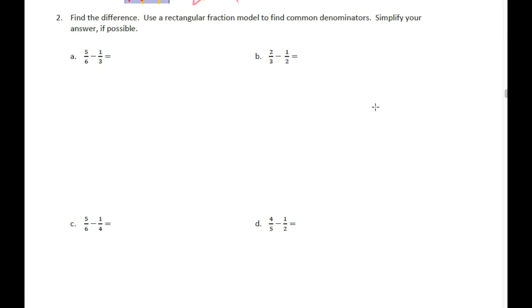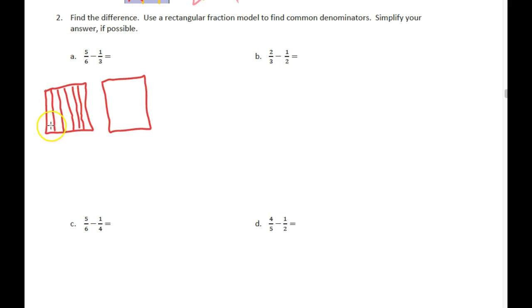This one's telling us to find the difference, using a rectangular fraction model to find the common denominators. So I'm just going to keep my red. Here's one. Here's the other one. So we need 2. We've got 2 fractions here. And this one's going to be into sixths. So it's going to have 5 lines. 1, 2, 3, 4, 5 lines. So you can see we've got 1, 2, 3, 4, 5, 6 pieces. This one's going to get broken into thirds.